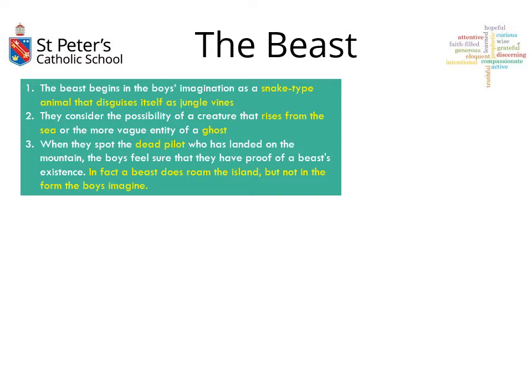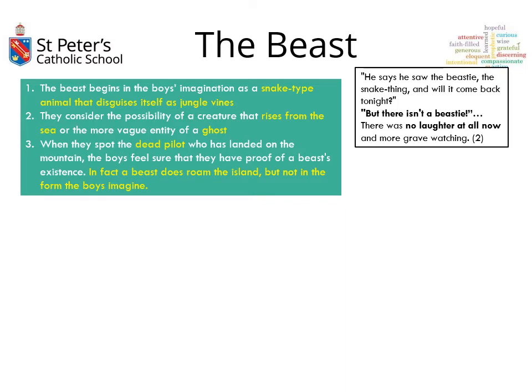We can see in the chapter 2 quotation here, so going back to point 1, when it was just budding in the boys' imaginations as something childlike, something scary, something typical of nightmares. He says he saw the beastie, the snake thing, and we see that the response is, but there can't be a beastie, as they still grip onto things they know from the society they left behind. That a beastie, like a monster, can't be real.